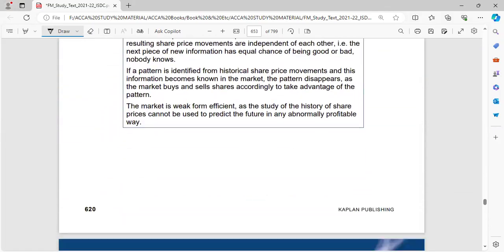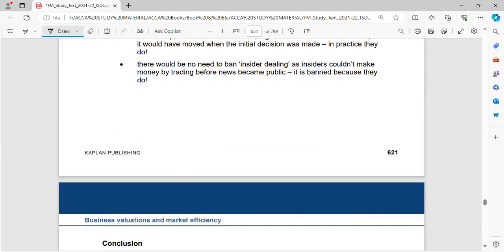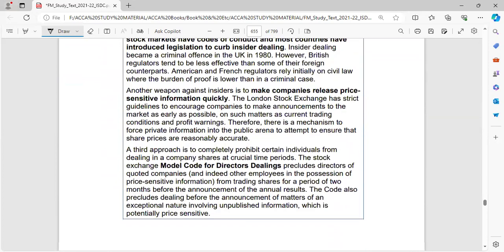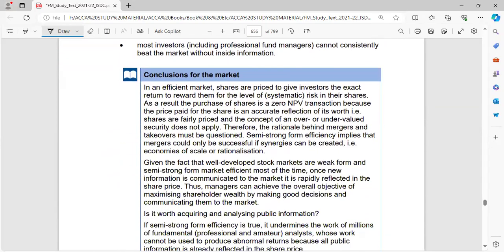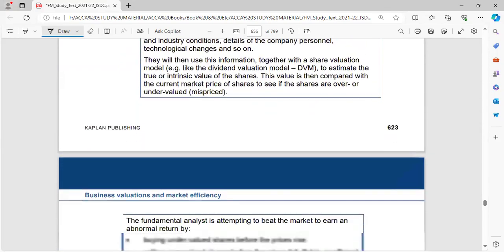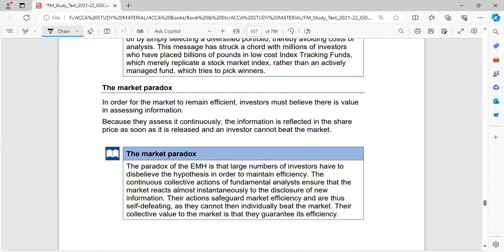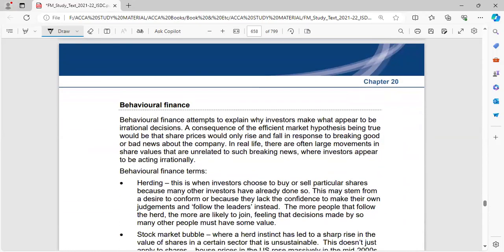Remember, weak form of efficiency is alternatively known as inefficient form of market. Semi-strong market is also known as weak efficient form of market, and the strong can be known as semi-strong form of efficient. Basically, it is not possible to have strong efficiency, because it is not possible that all information will be made public by the organization. There is always insider information or private information.